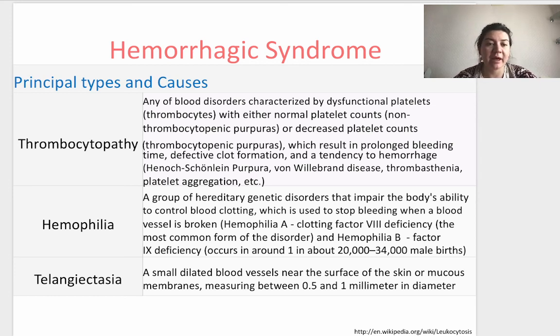Another type of hemorrhagic disorder is telangiectasia: small dilated blood vessels near the surface of the skin or mucous membranes, measuring between half to 1 millimeter in diameter.